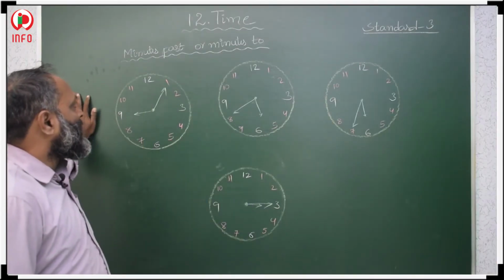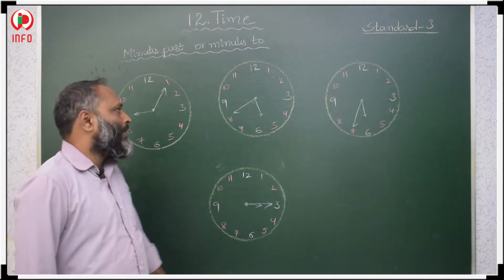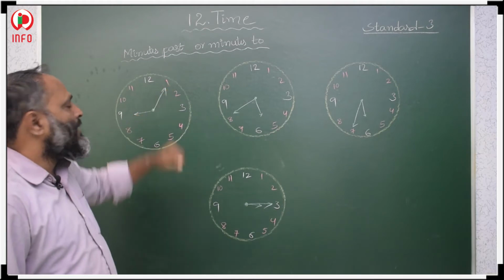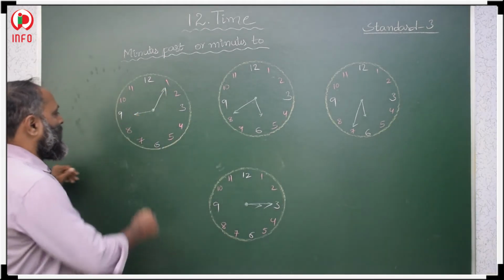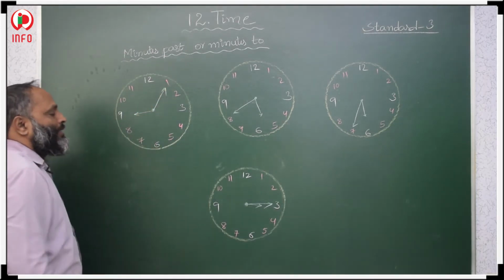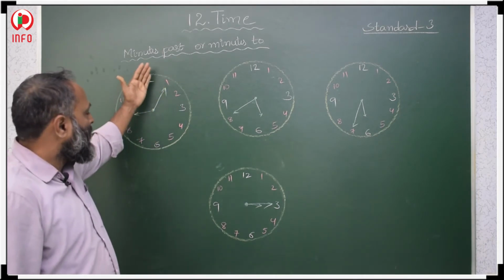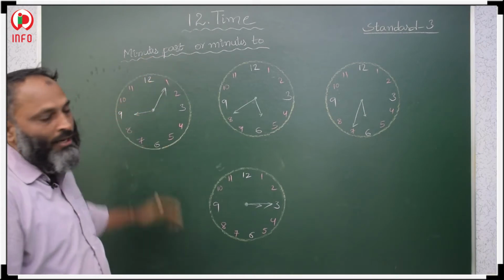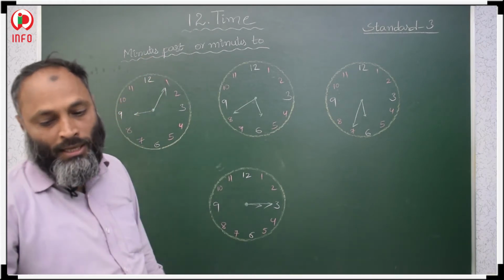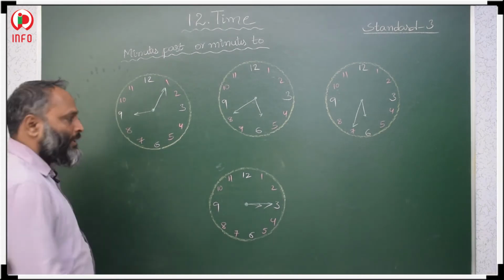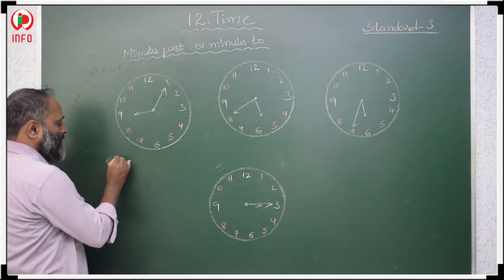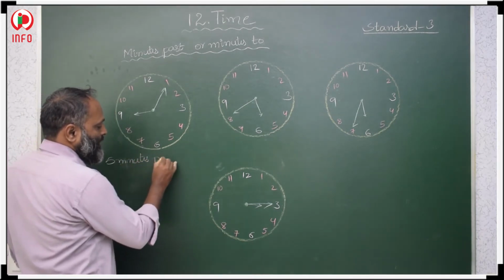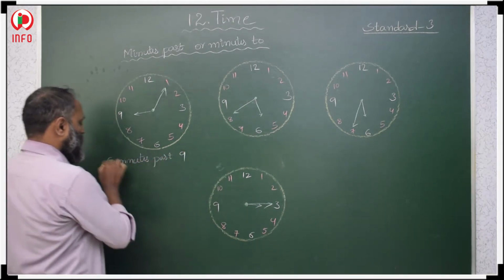Now students, here minutes past and minutes to. See in the first clock the hour hand is at 9 and the minute hand is at 1. So first 9 hours, and 1 means 5 minutes past. 5 minutes past 9.